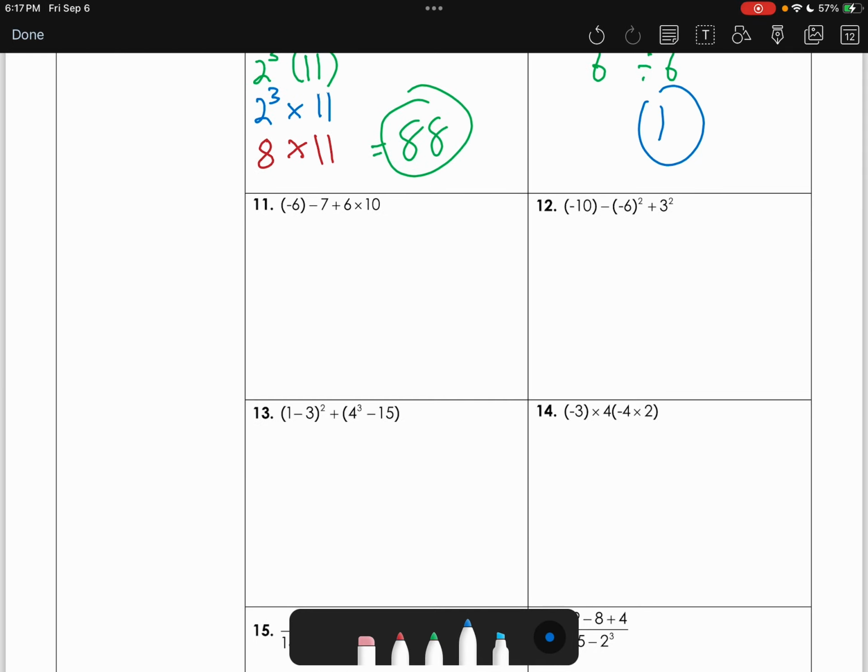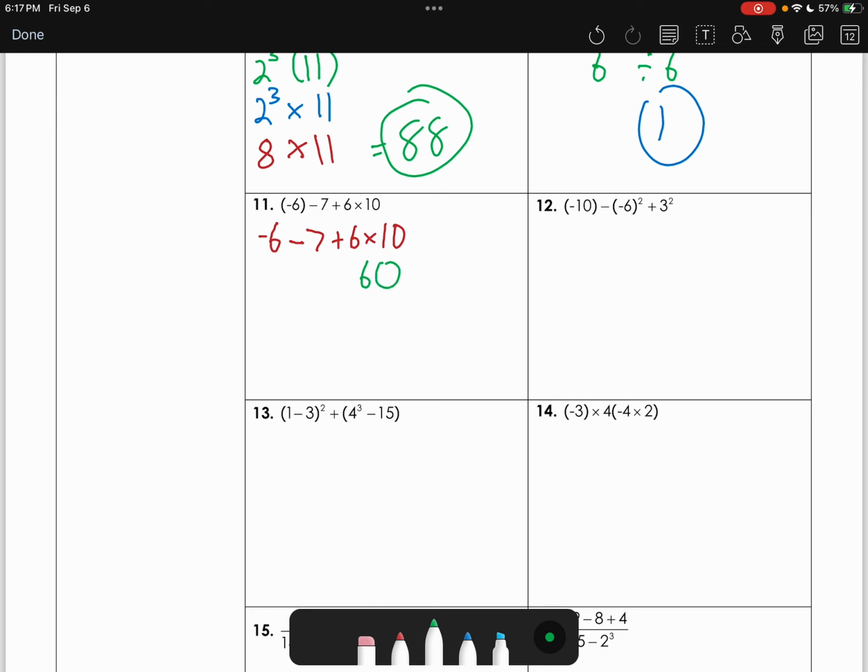Okay. Number 11, we have negative 6 minus 7 plus 6 times 10. So we do have some parentheses here, but there is nothing to do within those parentheses. But I'm going to rewrite this for simplicity. Negative 6, and then we have minus 7 plus 6 times 10. All right, no more parentheses. Do we have any exponents? I do not see any. Let's look for multiplication or division from left to right. I do see some multiplication. So we have 6 times 10. And 6 times 10 is going to get us to 60.